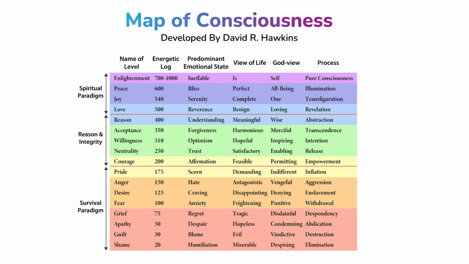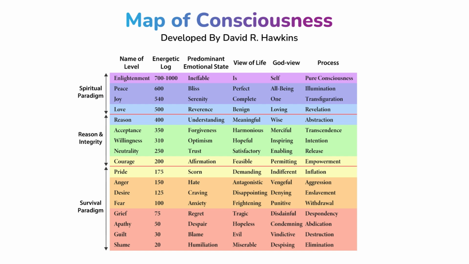The map of consciousness is a hierarchical scale that represents different levels of human consciousness, and as it is shown in this video, each level of consciousness corresponds to specific emotions, thoughts, and behaviors, which means it is our energetic imprint. Now the scale ranges from 1 to 1000, with 1 being the lowest level of consciousness associated with emotions such as shame, guilt, despair, while 1000 represents the highest level of enlightenment, love, and spiritual awareness.